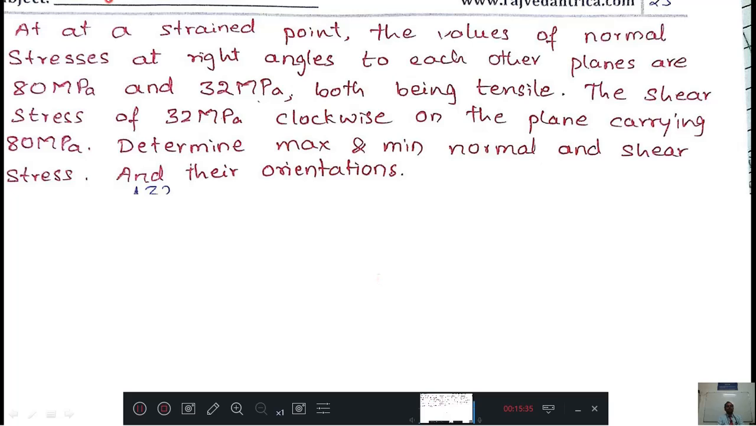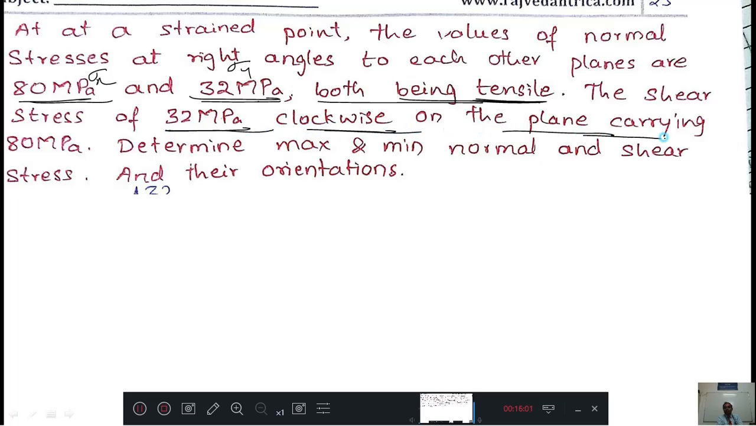Going to the third problem. At a strained point, the values of normal stresses on planes at right angles to each other are 80 MPa and 32 MPa. See, both are normal stresses. And is there anything given? Both are tensile. Very good. Here it is given, both are tensile. Means this I will consider sigma x and this I will consider sigma y. The shear stress 32 MPa clockwise on the plane carrying 80 MPa. Very important, this statement is very important. Determine maximum and minimum normal stress and shear stress and their orientation.